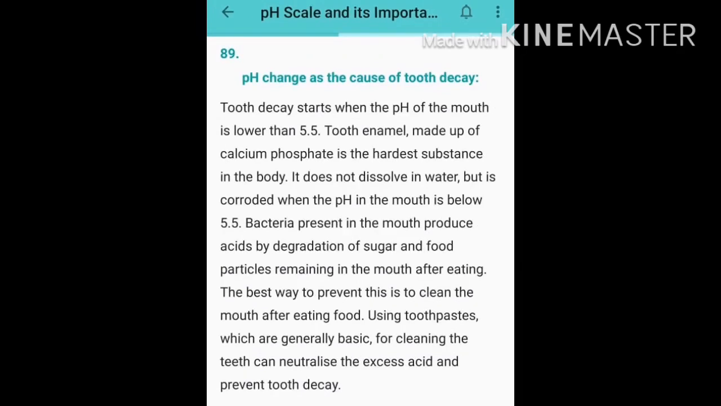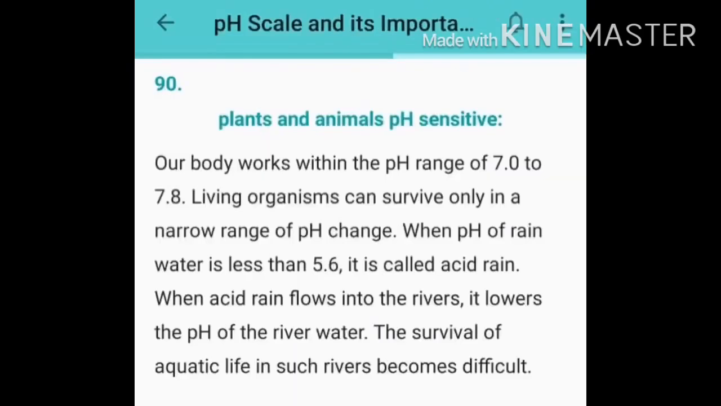Tooth decay starts when the pH of the mouth is lower than 5.5. Tooth enamel, made of calcium phosphate, is the hardest substance in the body. It does not dissolve in water but is corroded when the pH in the mouth is below 5.5. Bacteria present in the mouth produce acids by degradation of sugar and food particles remaining in the mouth after eating. The best way to prevent this is to clean the mouth after eating food. Using toothpaste, which is generally basic, for cleaning the teeth can neutralize the excess acid and prevent tooth decay.